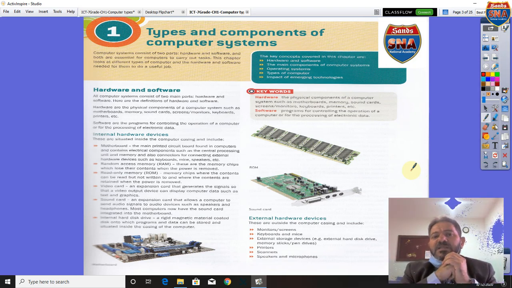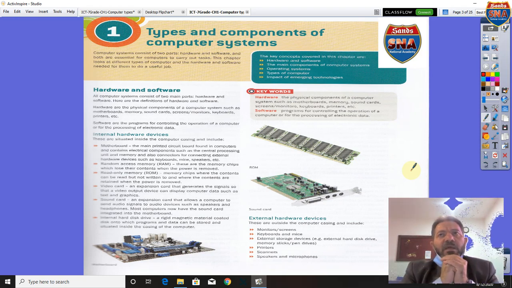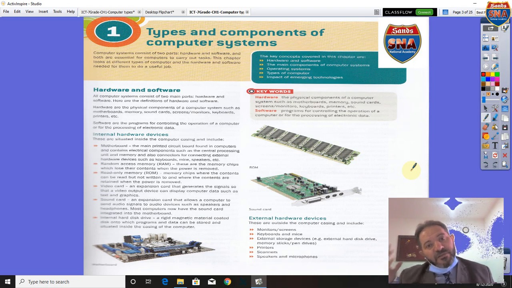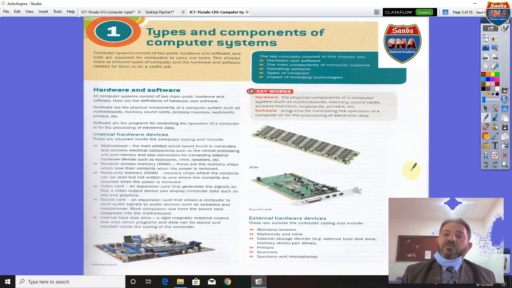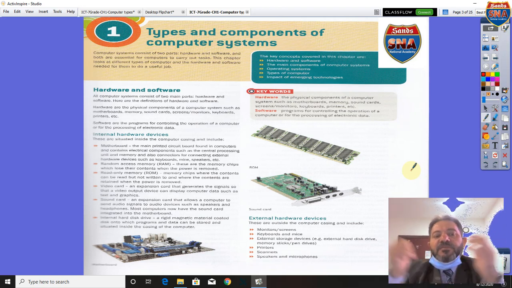The software is something that cannot be touched. It's like an application, a program, a code. You can imagine it like this: our body is the hardware, and the soul inside our body is the software. So all computer systems contain these two main parts: the hardware, the physical part, and the software, the logical part, which cannot be touched.